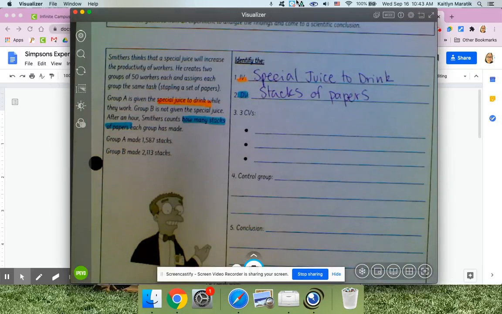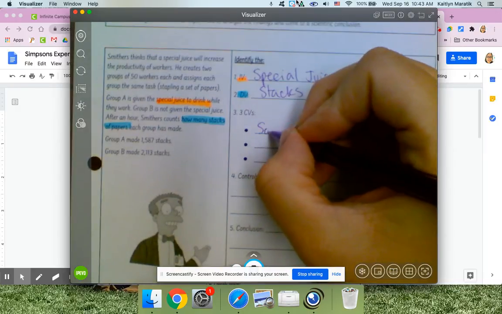Then we get to our controlled variables. What things are we going to keep the same? You could have many, many different options, and they all could be correct. Some things that we'd probably want to keep the same is the same number of papers.